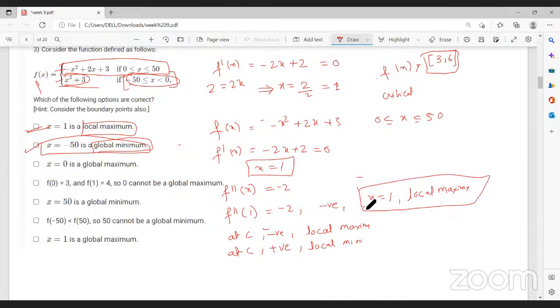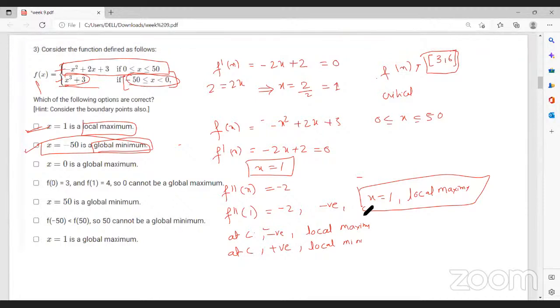So I can say at x equals to 1, local maxima is there, right? If a local maxima exists, can a local minima also exist at the same point? No, sir, it's only local maxima. Okay, so here we are getting the local maxima at x equal to 1.